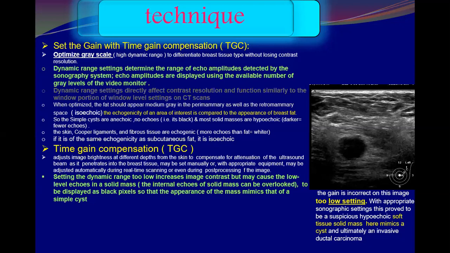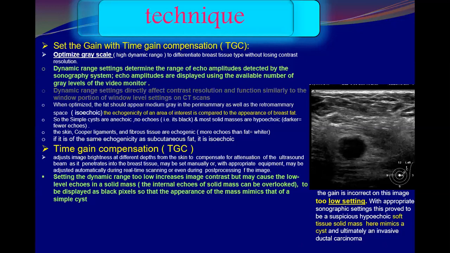Setting the dynamic range too low will increase the image contrast. That is the difference between hyperechoic and hypoechoic. It will remove the echoes within soft lesions and simulate a cyst, as seen in this image. This is an invasive cancer, a hypoechoic lesion. But if you look here, as if it is a cyst, it is deeply hypoechoic, or as if it is anechoic. So the gain is incorrectly too low.